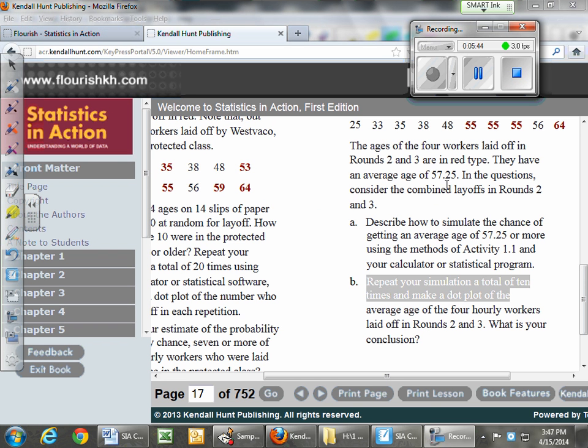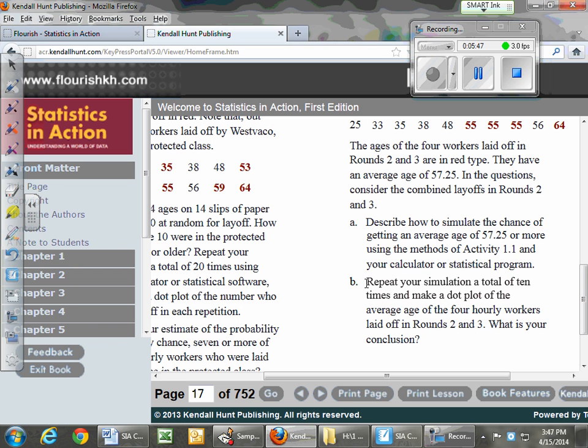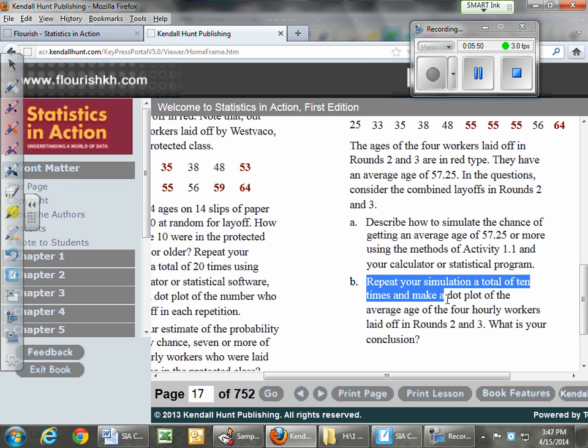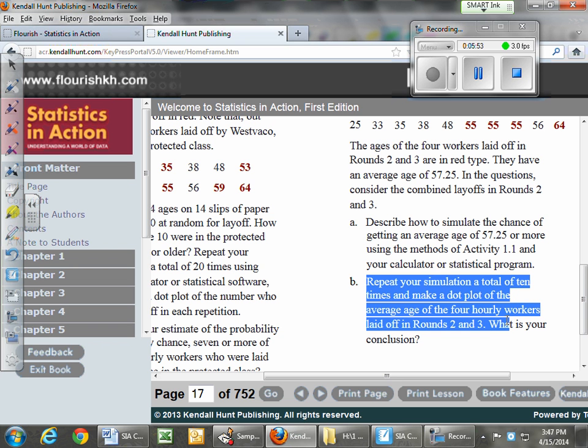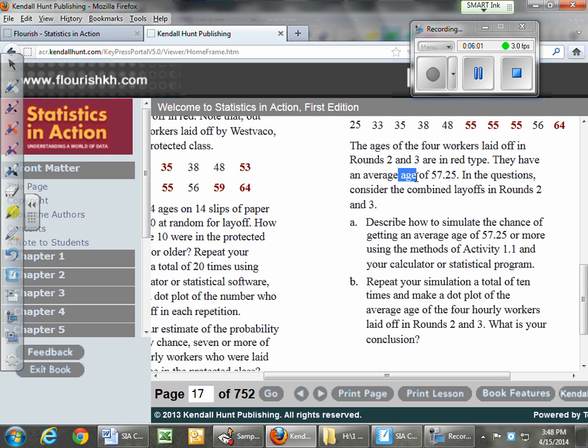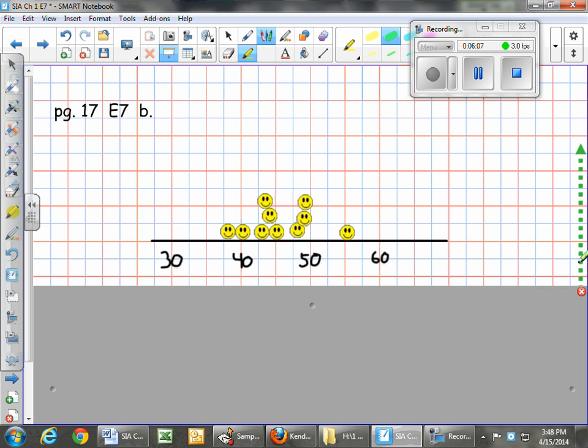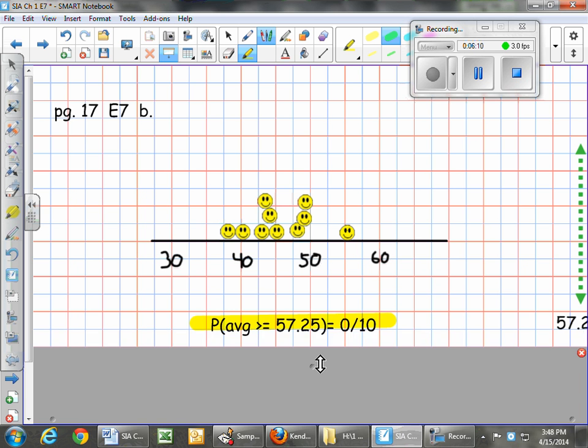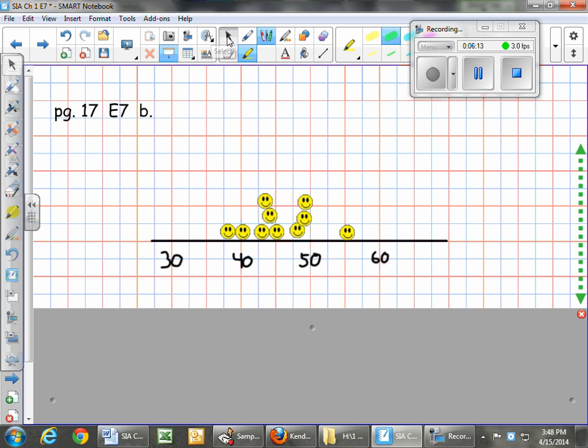So question E7 says repeat your simulation a total of 10 times, and make a dot plot for the 4 hourly workers laid off in that round. So now we have to draw a conclusion. Well, remember, the thing that actually happened was that we got an average age of 57.25. So if I come over here, I put a line at 57.25, which would be in that neighborhood right there. And we find the probability. Well, what's the probability of getting an average of 57.25 or more?